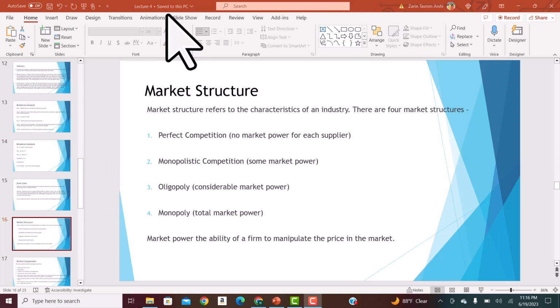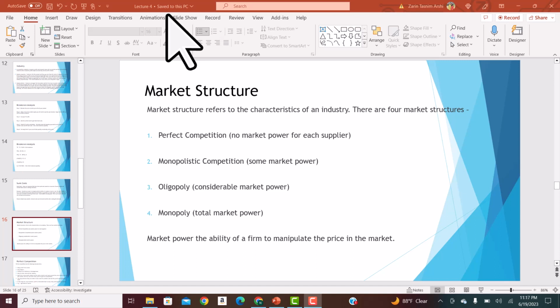We're going to look into the different types of market structures that can be the characteristics of an industry. Okay, so market structure basically refers to the characteristics of an industry. So in a free market economy, there can be four different types of market structure: perfect competition, monopolistic competition, oligopoly, and monopoly. Now, do not confuse monopoly with monopolistic competition. They are completely two different types of market structure, and I'm going to go over each of them so it's very clear to you guys.